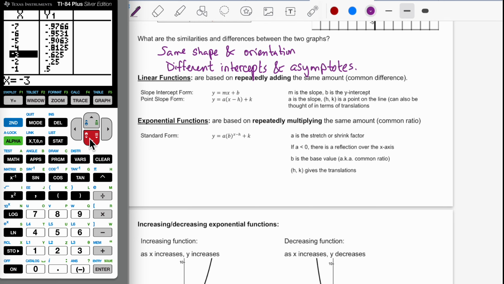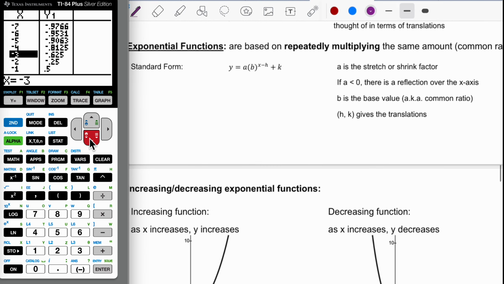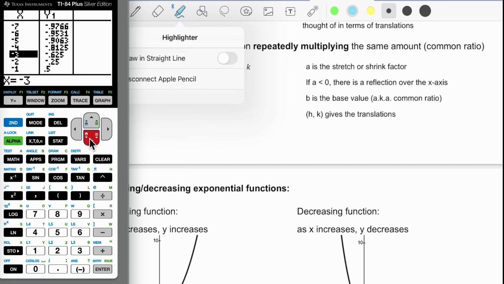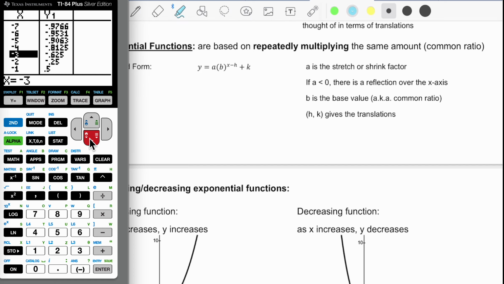All right. Exponential functions have the same construct in terms of the a, h, and k's, but it looks vastly different. So the a is the stretch or shrink. Right, a, h, and k are going to play the same role as they always have. If a is negative, there's a reflection over the x-axis. h and k give the translations, but the new one is the b value, which is the base of the exponential. All right, but it's also known as a common ratio.